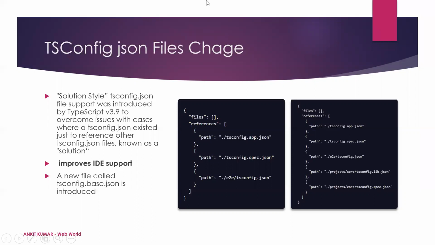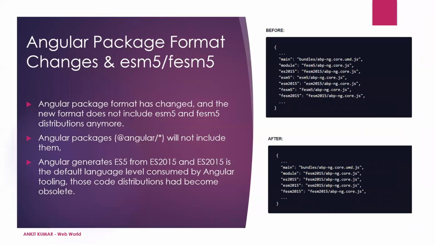Here you can see this is the previous tsconfig.json file, and a new file called tsconfig.base.json got introduced. You are seeing that there are two extra configurations added to this file. One is related to tsconfig.lib.json and the other tsconfig.spec.json. It was mostly due to a solution style problem that was previously existing. So this is the change that happened.